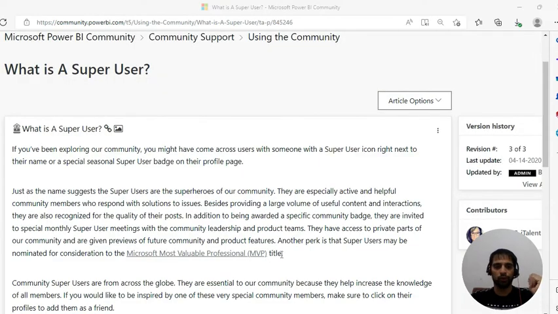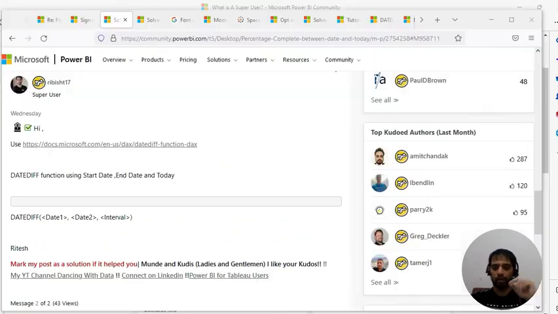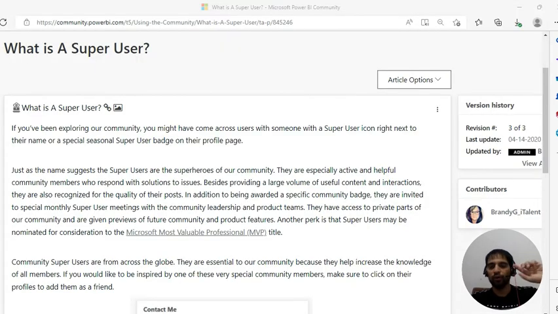So what is a super user? Now we are in the Power BI community. If you have been exploring our community, you might have come across some users with a super user icon right next to their name. So let me show you my icon first, because seeing is believing. So here I am. This is me, and you can see this is the icon that they are talking about. But we want to see the similarities. Let us focus on that.